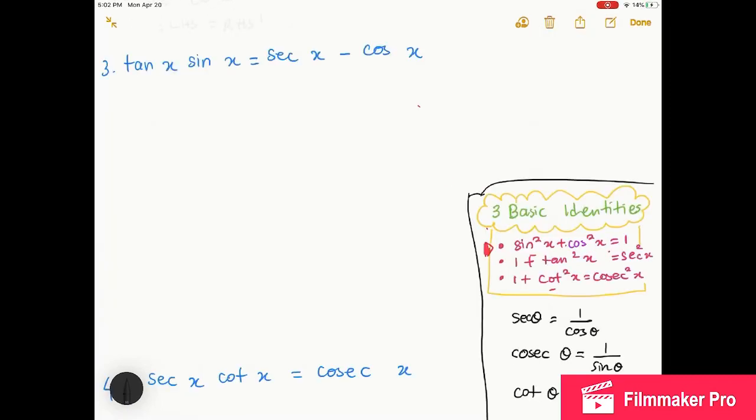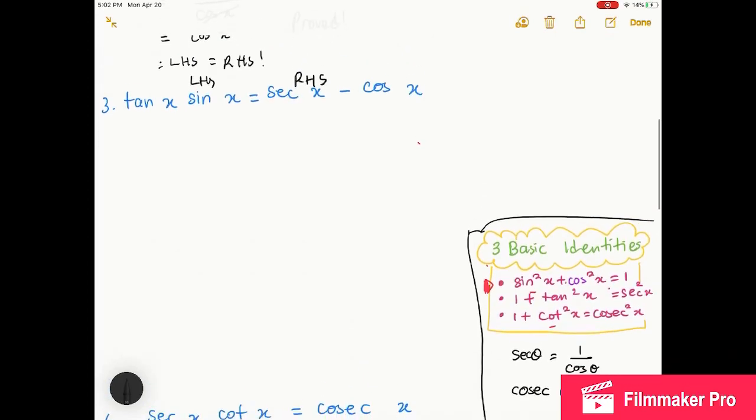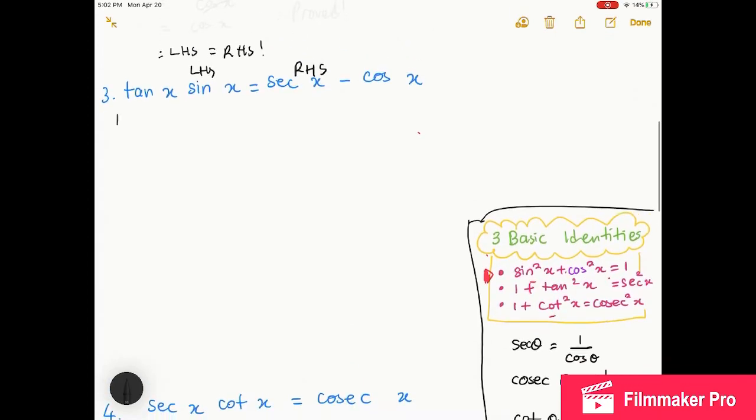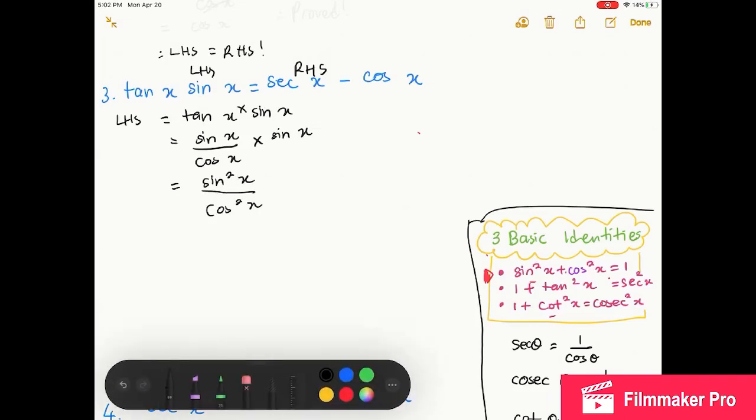So I continue with question number 3. Again, this is the left hand side, this is the right hand side. So I pick the left hand side to be solved, so that the left hand side is equal to the right hand side. Tangent x sine x means these two are multiplied. Tangent x is equal to sine x over cos x, times sine x. So what I get is sine square x over cos square x.